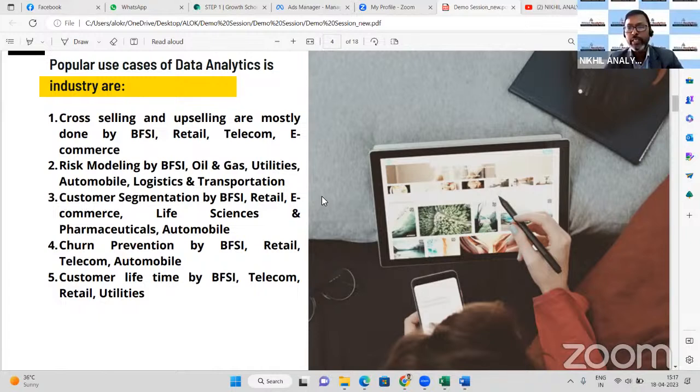Those who are MBA graduates understand these terminologies, cross-selling and upselling. Can you respond in the chat if you're an MBA? Put M. If possible, in the chat, write M if you are an MBA.